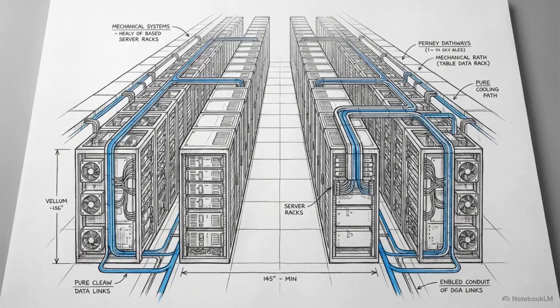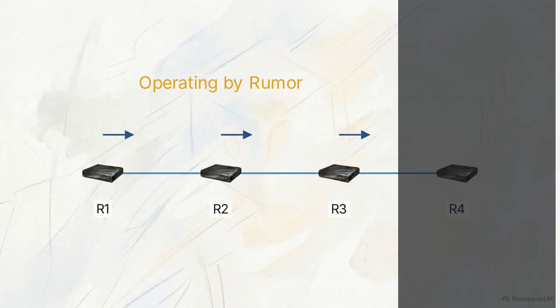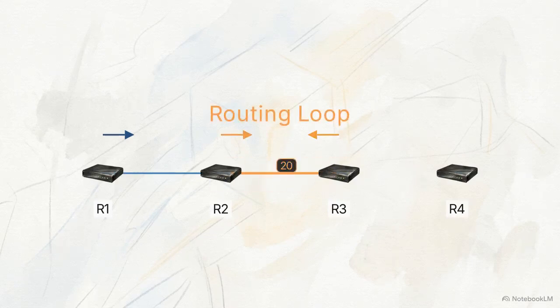For routing within a single organization or autonomous system, administrators deploy interior gateway protocols, or IGPs. Early distance vector IGPs use the Bellman-Ford algorithm, evaluating only metric distance and direction. Operating by rumor, they never see the complete topology. When a link fails, neighbors blindly pass outdated calculations back and forth, causing destructive routing loops.